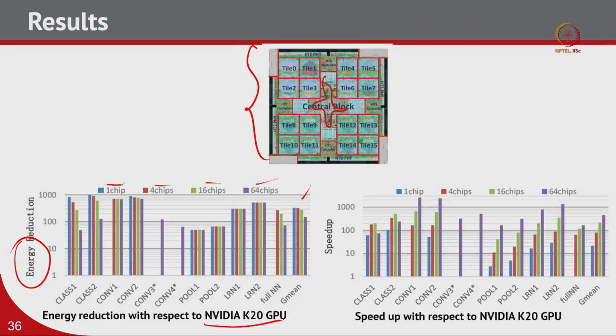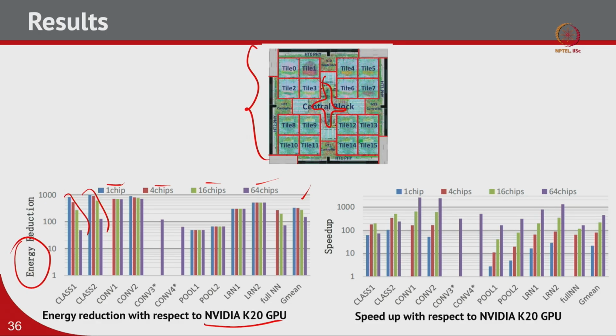GPU, right. Now, as you can see, all the variants, the 1 chip, 4 chip, 16 chip and 64 chip variants, reduce the energy consumption, because all the numbers are more than 1, right. Now, when we go from 1 chip to 64 chip, you can see that for some of the layers the reduction in the energy consumption is less, right. Why is the energy reduction less?